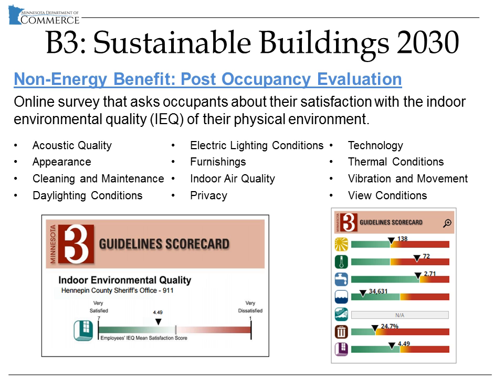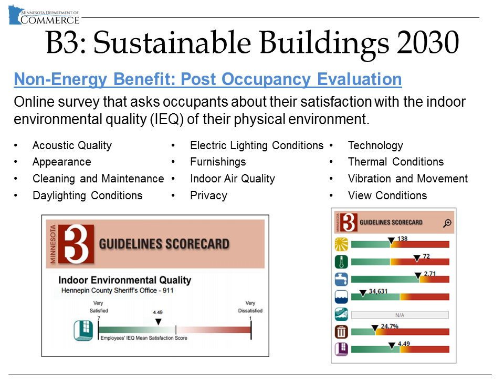We have the occupants of the building fill out a survey looking at a few different qualities of the building, including acoustic quality, appearance, cleaning, daylighting conditions, furnishings, air quality, privacy, and thermal conditions. We ask them to rank their satisfaction or dissatisfaction on a scale of 1 to 7, and then there is some weighting of the responses, and those are then used to determine a score.